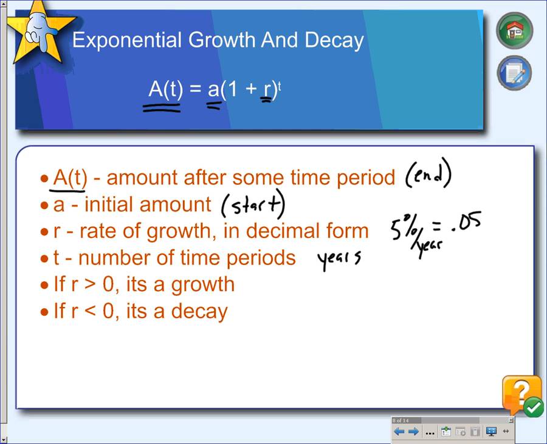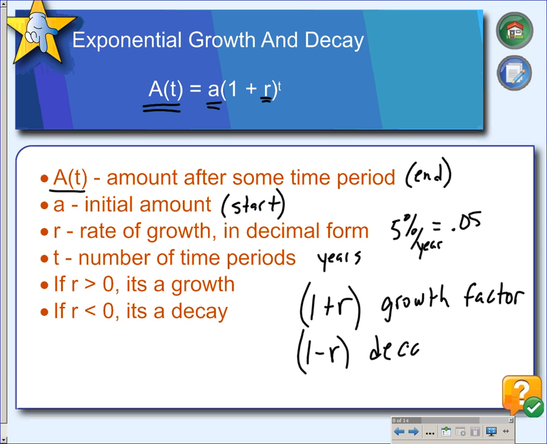If r is greater than 0, we're talking about a growth function, and if r is less than 0, it's a decay function. 1 plus r is also called the growth factor, or if it's 1 minus r in the case of a decay function, then it would be called the decay factor.